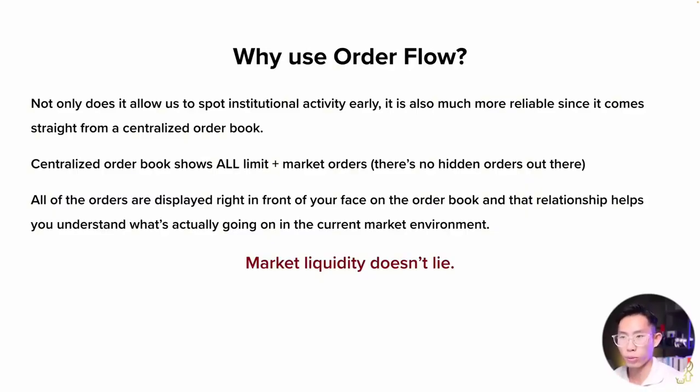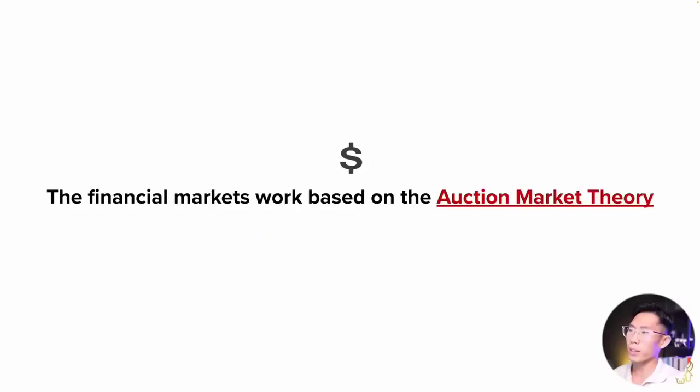It's cold hard truth. So the financial markets work based on the auction market theory, which states that financial markets are just like any other business in this world, meaning there's going to be buyers and sellers, and they are both actively trying to seek the fair value of an asset, right? This theory is based on the principles of supply and demand and the auction process. And that's really how the world works, right?